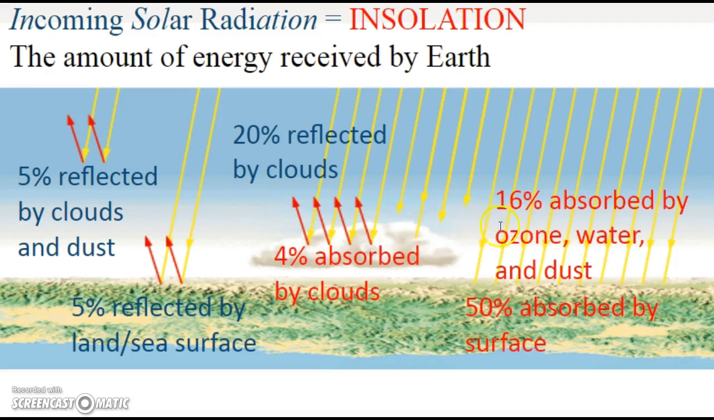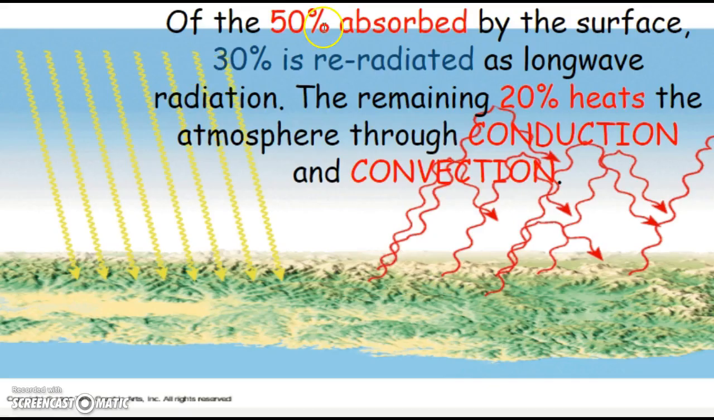Whereas in this case, 20% is actually absorbed by our atmosphere: 16% absorbed by ozone, water, dust, and 4% absorbed by clouds. That's 20% in the atmosphere, and 50%, almost half of all sunlight, is absorbed by the Earth's surface. That's an important value we'll need to spend some time looking at. Of the 50% absorbed by the surface, 30% is re-radiated as long-wave radiation. The remaining 20% heats the atmosphere through conduction and convection, simply heat transfer processes.